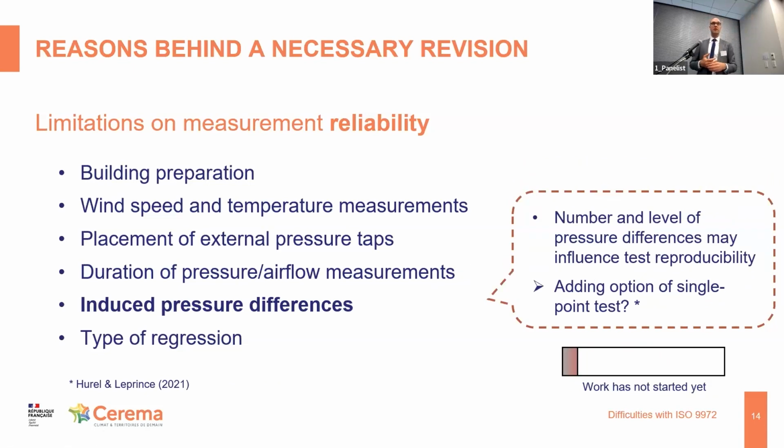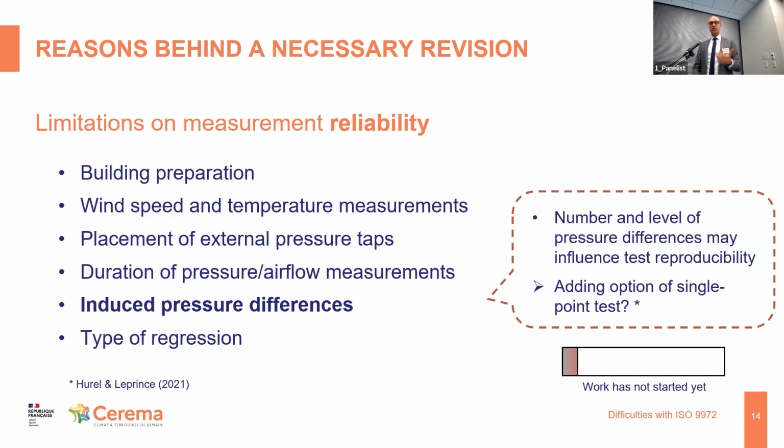As Ian pointed out, in the multi-point test in the ISO standard, we need different levels of pressure to be tested so that we are able to perform a regression. And the number and level of these pressure differences may influence the reproducibility of the test. In comparison to the Canadian standard, for example, in the ISO standard there's no option of single point testing included. So this might be a good idea to include a single point test in the ISO standard as well.